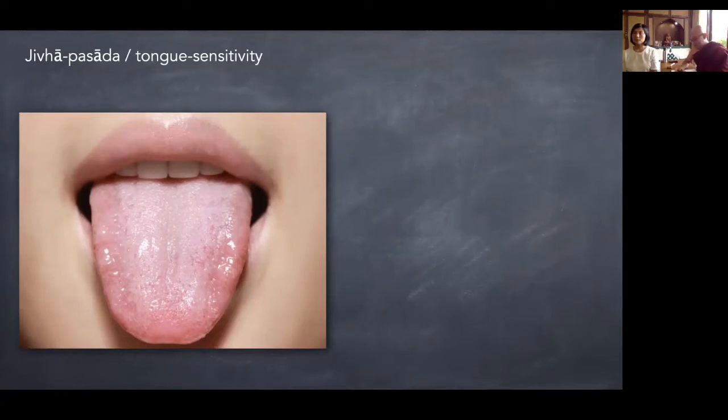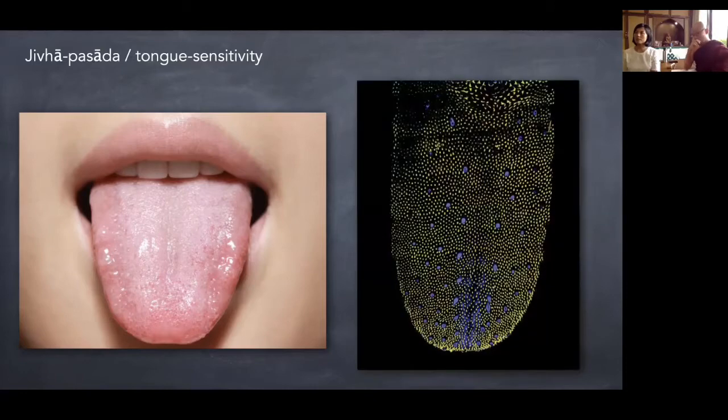Okay, so let's move on to the next pair, which is Jivha-pasada, tongue sensitivity. Again, tongue sensitivity is not the whole tongue, but it is said to be spread all over the tongue. I found this photo, an image of the taste buds. It's a scan of the taste buds, and it also shows that they are all over the tongue, as the Buddha said that tongue sensitivity is spread everywhere.